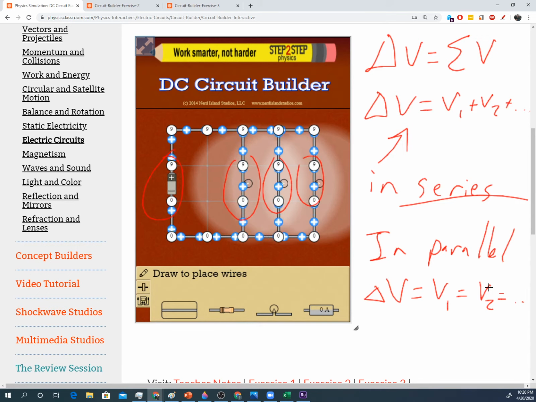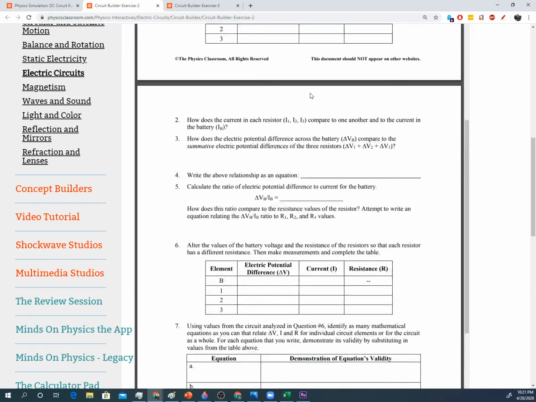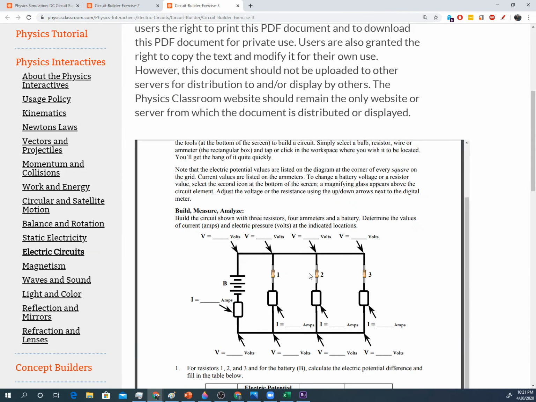So, when we talk about resistors, which I had you practice with last time, we're going to look at what happens when you put your resistors in series and in parallel as well. So for this example, you're going to have these two worksheets. You're going to copy the diagram onto your interactive, onto the circuit builder itself, and you're going to place the resistors in their locations. And then you're going to do it where you place the resistors in parallel.